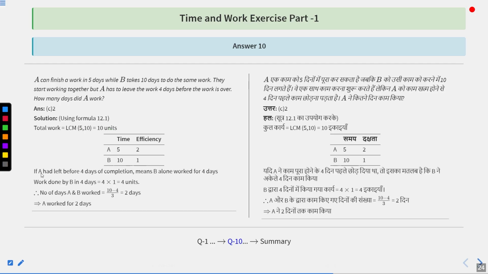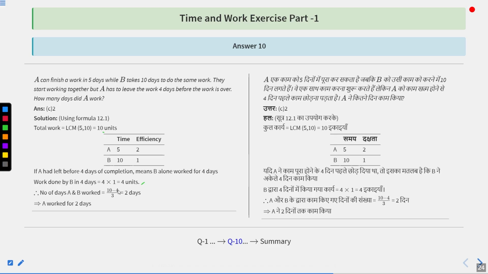So it was written that if A had left before 4 days of completion, it means that B alone worked for 4 days. So in those 4 days, B is going to do how much work? Efficiency of B and number of days of B. So 4 into 1, that is 4 units is the work done by B in those 4 days. And number of days A and B worked are going to be how much? Total work was to be done 10 units, but out of that 10, B has done 4 units.